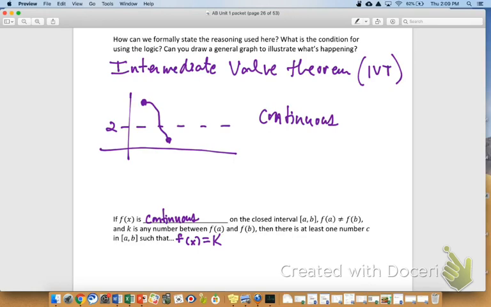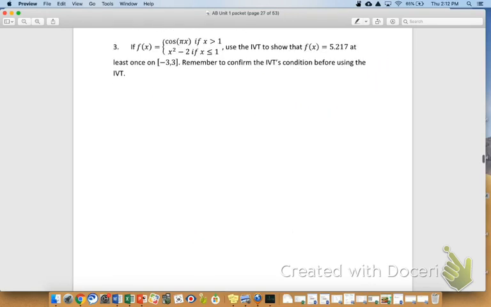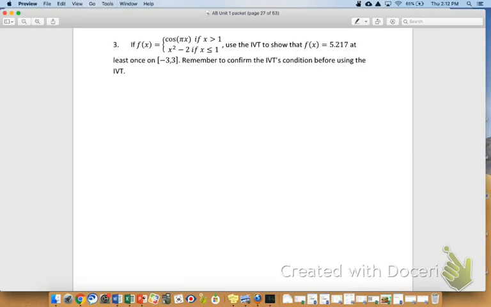So we're going to finish up with one last example, and it's on the next page, so if you would, check that out. Okay, so this is a nice tie-in to some other stuff we've been doing. It says, if f of x equals that piecewise function, use the intermediate value theorem to show that f of x equals 5.217, for some reason we care about that number, at least once on the interval from -3 to 3, and remember to confirm that the IVT's condition has been met before you actually use the IVT.